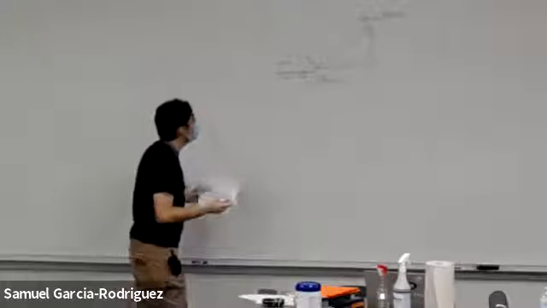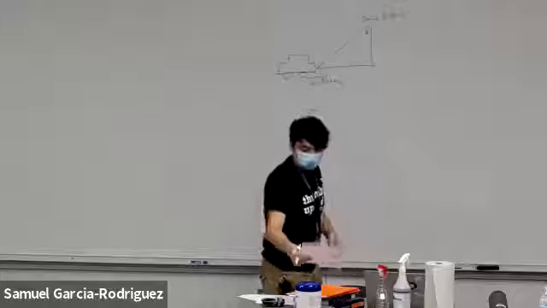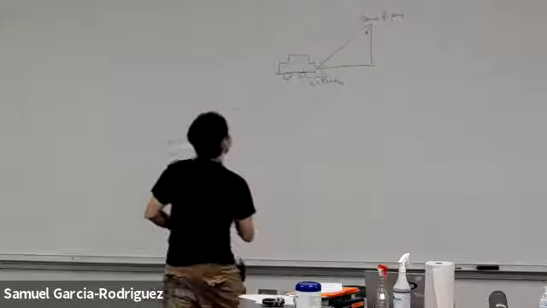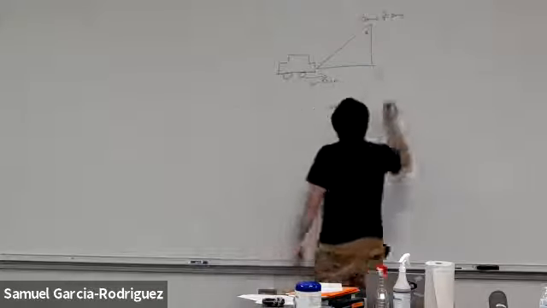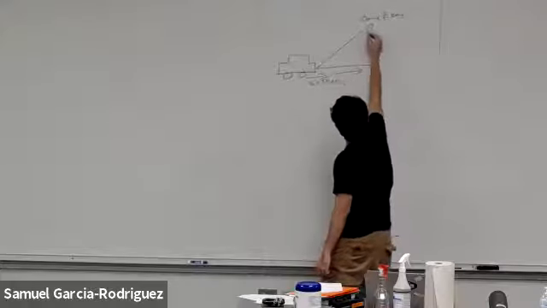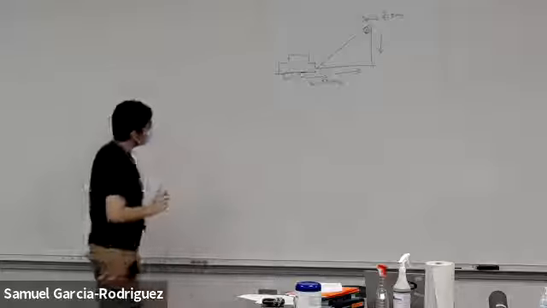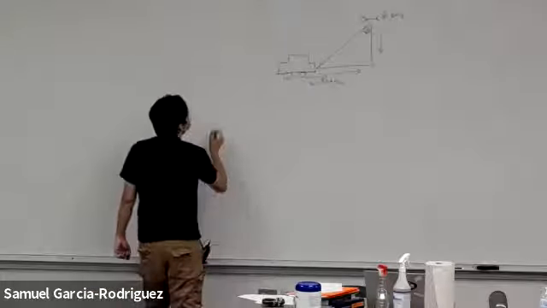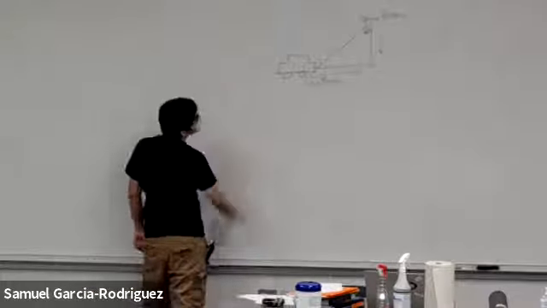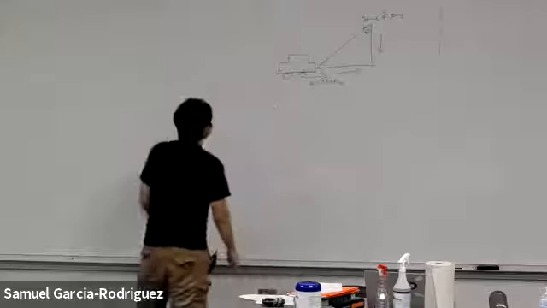Well, to me, this is just trig. I've got a y, I've got an x, and I want to find theta. So I've got my adjacent and my opposite. I don't have a hypotenuse, so this is tan.